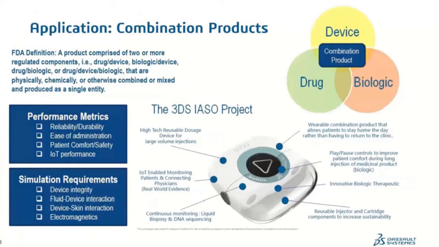So to get a better sense of what this means in practice, I thought it would be worthwhile to look at a very important and fast-growing product category, combination products. Essentially, these are products that are comprised of two or more regulated components and sit at the intersection of medical devices and pharmaceuticals. This definition encompasses a wide range of products, ranging from inhalers to drug-eluting stents to transdermal patches and more.